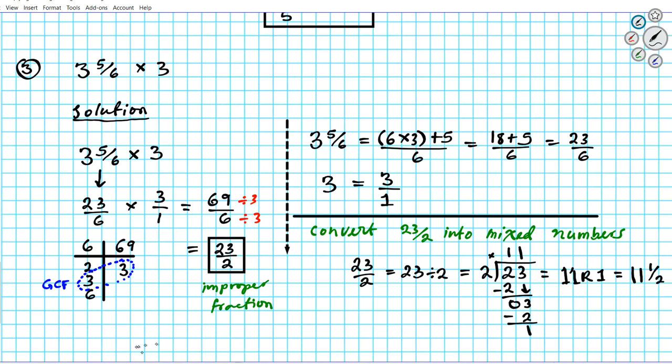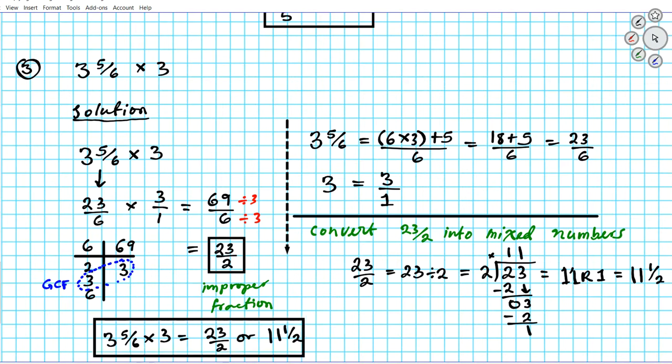Bam, bam, bam. All right, so let's write down our final answer statement. 3 and 5/6 times 3 is equal to the improper fraction 23 over 2, or the mixed number 11 and a half. Ladies and gentlemen, there goes your answer for question number 3.